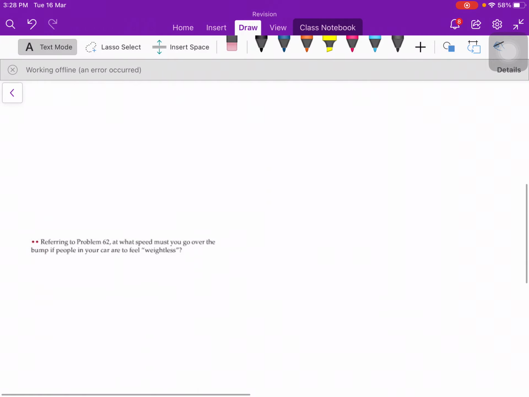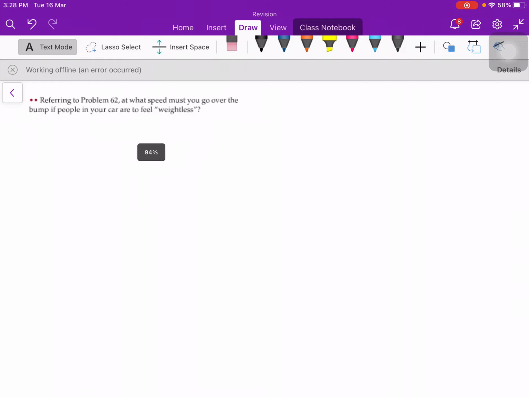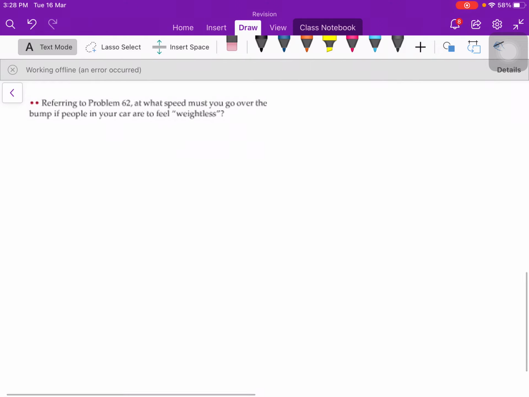Moving on to the second question. Referring to the same problem, at what speed must you go over the bump if people in your car are to feel weightless? So now we want to feel weightless. When we talk about feeling weightless, we need to make one force equal to 0. This is the same thing that happens when we want to find the minimum velocity. So weightless means normal force equal to 0.